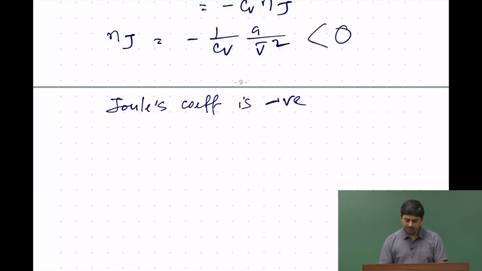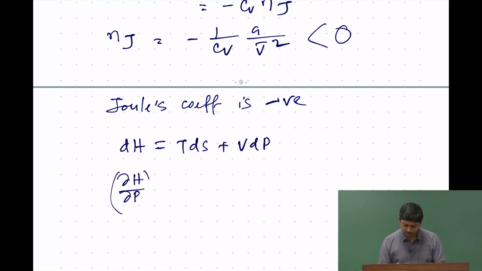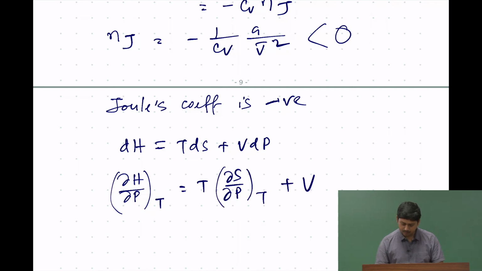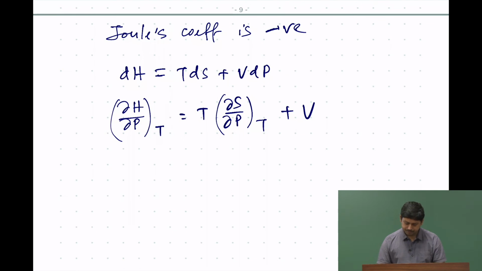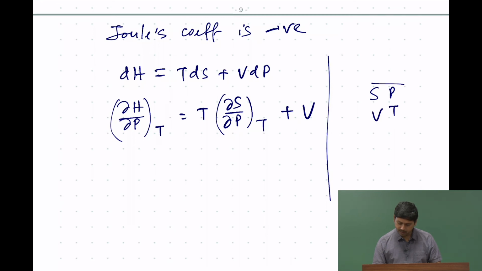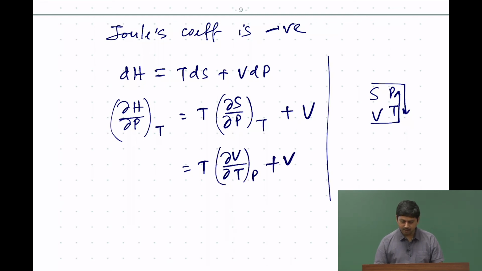So, you can do the similar thing with enthalpy. We know that dH is TdS plus VdP. So, I take the derivative with respect to P on both sides, at a constant temperature. So, we get del S by del P at a constant temperature plus V. Now I again use the Maxwell relation S P T V. So, del S by del P at a constant T is nothing but del V by del T at a constant P, plus V. So, that is my del H by del P at a constant T.